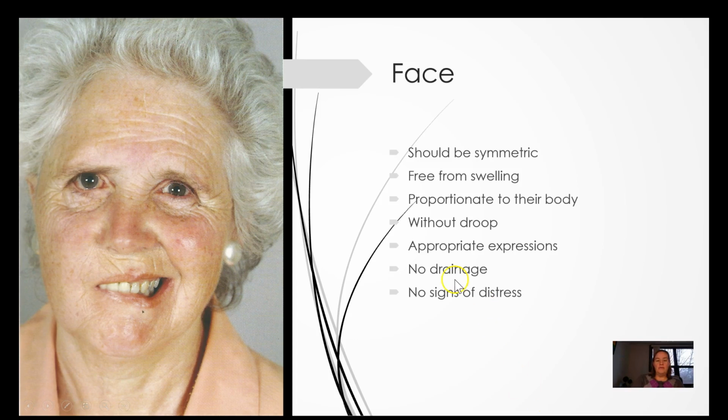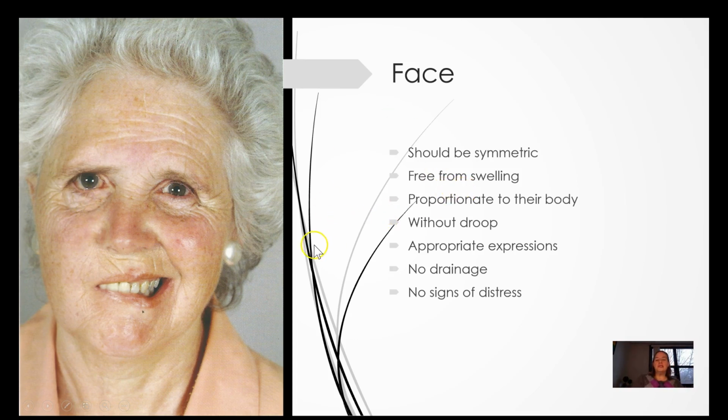When we're looking at the face, it should be symmetric, so the right side should equal the left side. If you look at our lady here, not a symmetric face, right? She has kind of a significant droop on the left side. The right side of her face. The left side is responding appropriately when she smiles, but if you look here, that's the right side of her face, because my right is my patient's left.